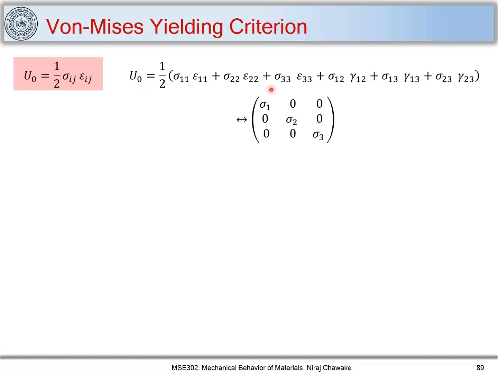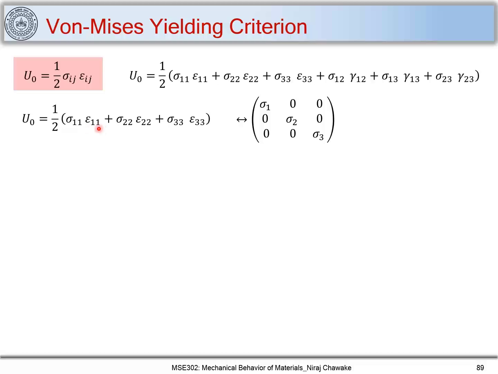Now when I consider principal stresses, which I can find using a given stress state, I find what U naught is for this stress state, where you only have principal stresses. So you can write U naught equal to half sigma 11 into epsilon 11 plus sigma 22 into epsilon 22 plus sigma 33 into epsilon 33. Here the shear stresses are 0, so you have a contribution from normal stresses and normal strains towards elastic strain energy.